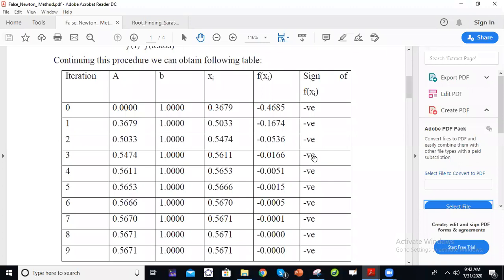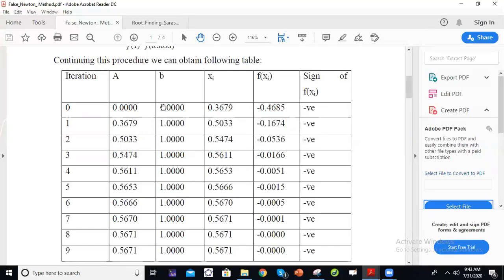Okay, the same process as before. Initially we have 0 and 1. We find the root x0; x0 is this. Okay, f of x0 is negative. You have three points: 0, 1 and 0.3679. Now for x1, what do we take? We take the updated x0. See here, 0.3679.